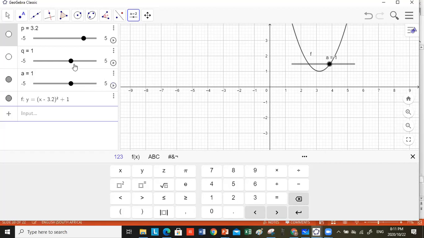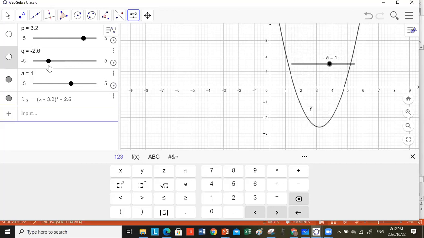Let's see what is the effect of Q. If we're increasing the value of Q, the function is moving upward. If we're decreasing the value of Q, the function is moving downward. It's very, very interesting for learners to know. I think if they can see this magic, they will never forget it.